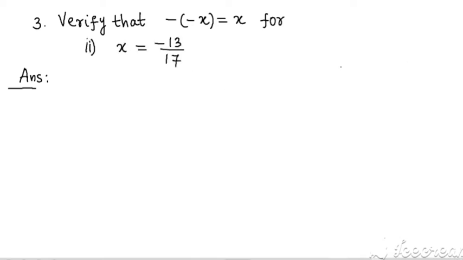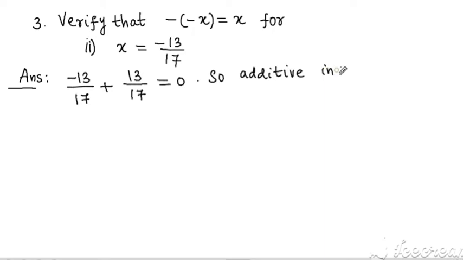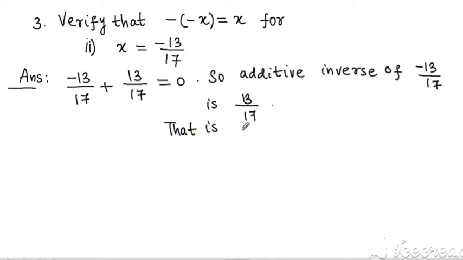Then consider the other problem. We have to verify the same thing for x equal to negative 13 by 17. Here we know that negative 13 by 17 plus 13 by 17 equals 0. Similarly, the additive inverse of negative 13 by 17, the given rational number, is 13 by 17. That means we can write this using negative as negative of negative 13 by 17 equals 13 by 17.